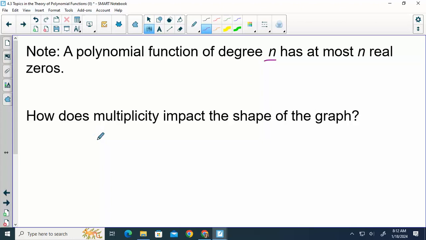And we know with multiplicity, we just said, even multiplicity will bounce. Odd multiplicity will go through. That's not if the zero is even or odd, that's the multiplicity.